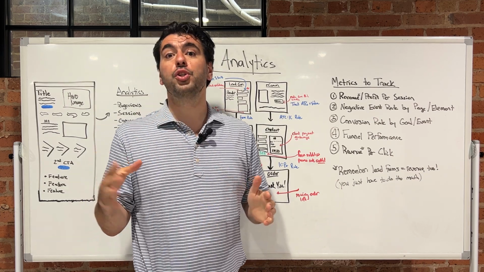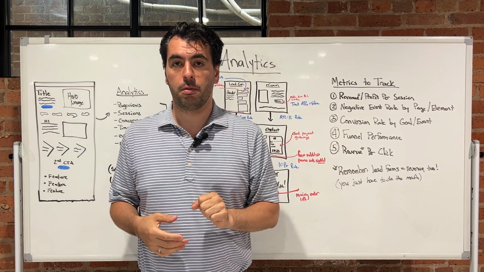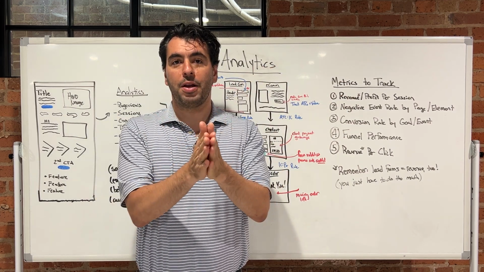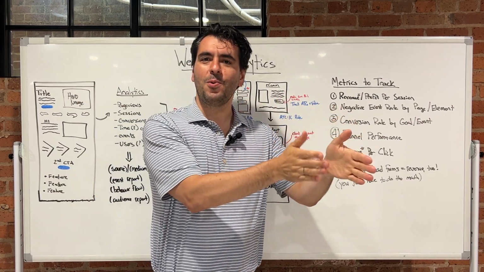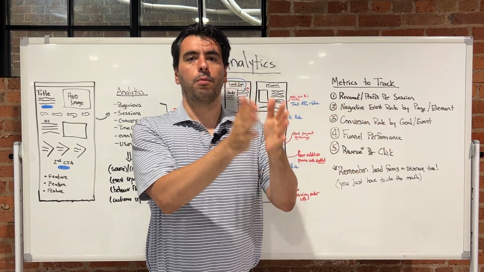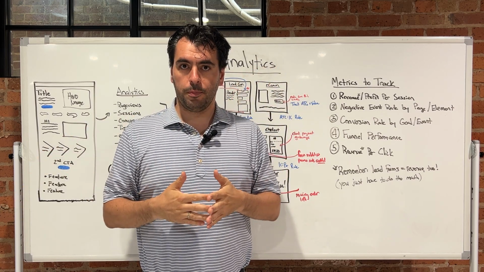So what should you be tracking? Number 1, revenue and profit per section. The most important metric you can get on your website is which visitors are making you the most money. Now, revenue is not profit. Not all revenue is equal.